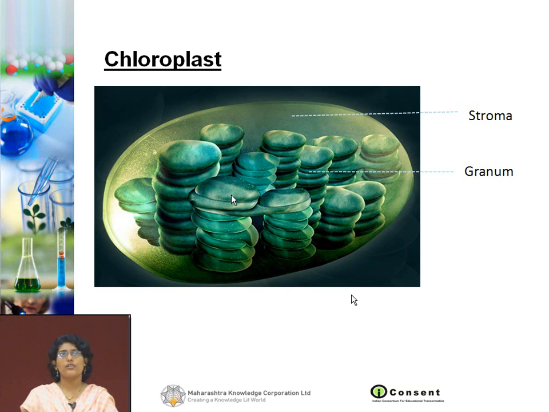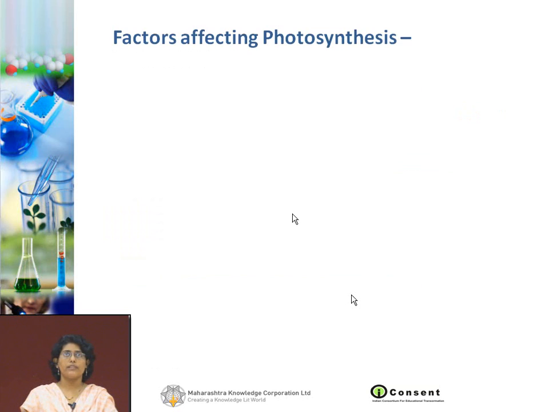So what is the site for photosynthesis? Photosynthesis takes place in leaves. In the leaves, in palisade and spongy tissues, the chloroplasts are present. In the chloroplast, the cavity is called the stroma, which is fluid filled, and the thylakoid membrane structure, which is stacked one above the other like coins, is called grana. And this granum has the chlorophyll pigment molecules in them which carry out the photosynthesis. So here we have seen what is the site for photosynthesis.